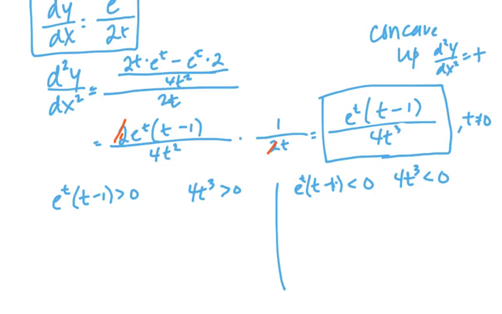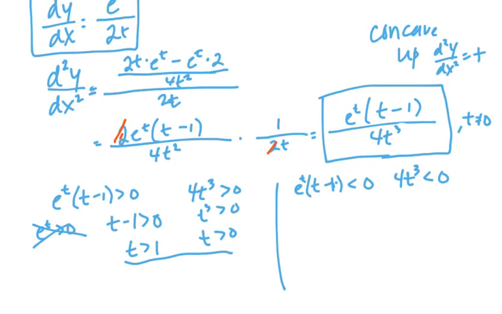Now over here, if we split this, e to the t is greater than 0 and t minus 1 is greater than 0. Now e to the t is always greater than 0. So here we have t is greater than 1 and t is greater than 0. If you need steps in here, we divide by 4, then take the cube root. So when you put the two together as a conjunction, then t has to be greater than 1.